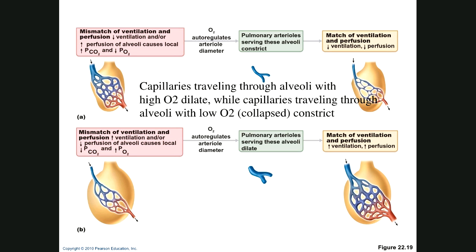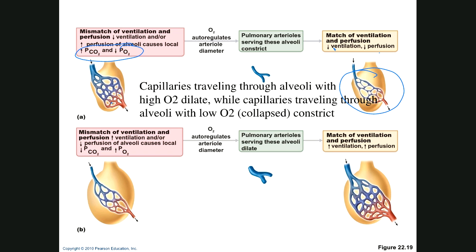So essentially, let's see if I can make sense of these. Okay, so if an alveolus has high CO2, low oxygen, that's going to cause the capillary sphincters in the alveolar capillaries to constrict so that less blood will go to that alveolus. So now we have low ventilation, low perfusion. Well, yeah, because we don't have anything to exchange.